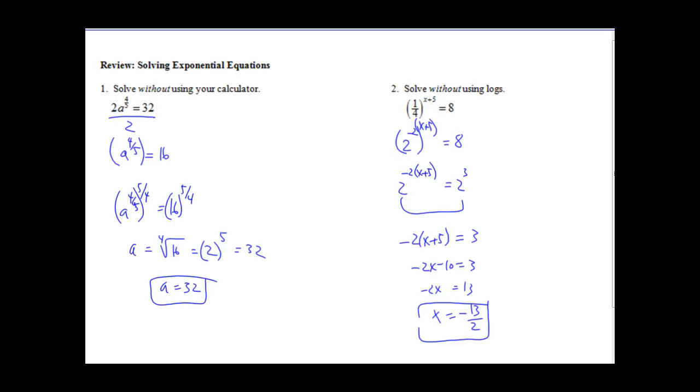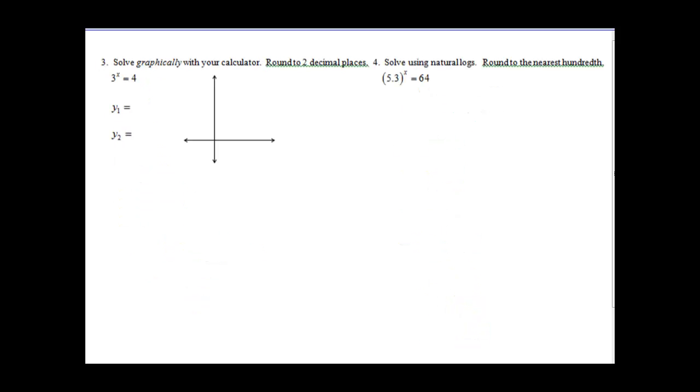Alright, welcome back. Please check with me if you have any problems. A should be equal to 32, and x should be equal to -13/2. 3. We're going to solve graphically with our calculator, round to 2 decimal places, and then we're going to solve the next one by using natural logs.